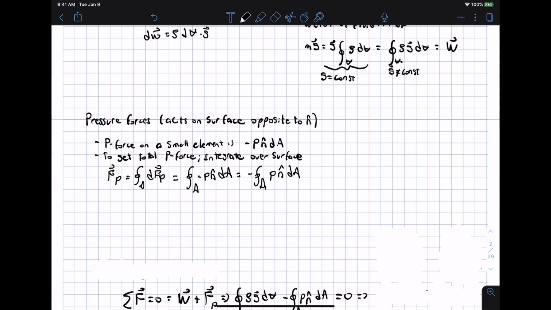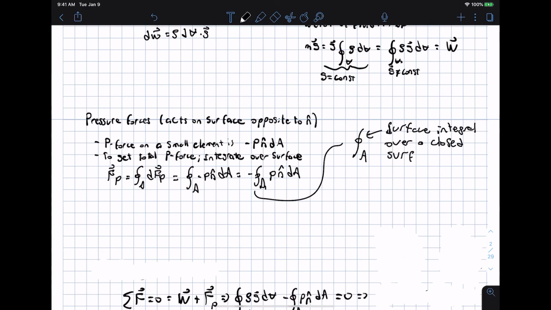I have to note that this symbol here, an integral over an area, means a surface integral over a closed surface, which basically means you're taking the entire surface into account.